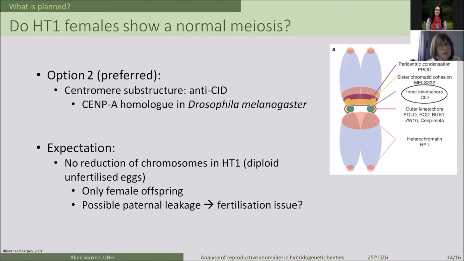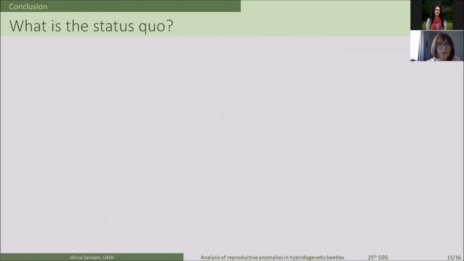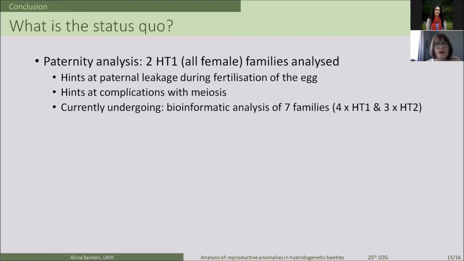So after I check the chromosome counts, I will most likely go back to the microtubule labeling and see whether everything is working fine, basically. So what is the general status quo so far? I have analyzed 2 haplotype 1 families, so all female families, and the data hints at paternal leakage during the fertilization of the egg and complications with meiosis.